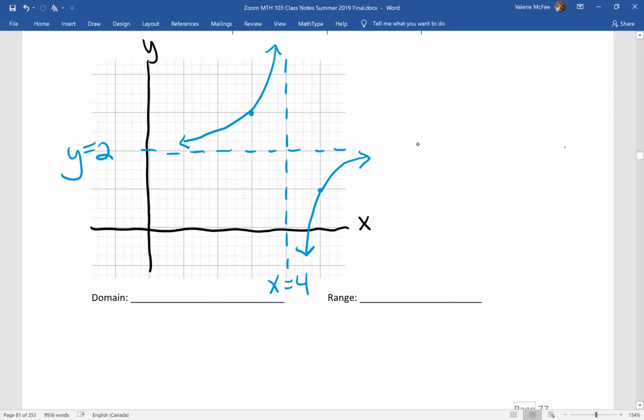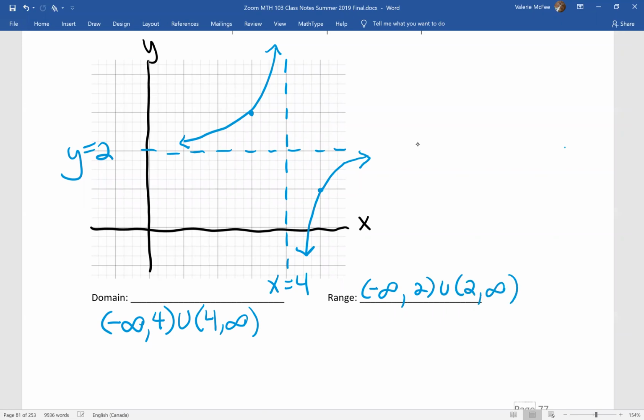We see that the domain continues on the left to negative infinity all the way up to 4, jumps over 4, and continues to positive infinity. The range is going down to negative infinity all the way up to 2, jumps over 2, and continues to positive infinity.